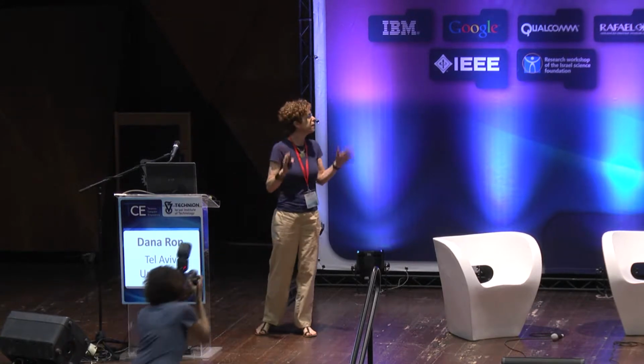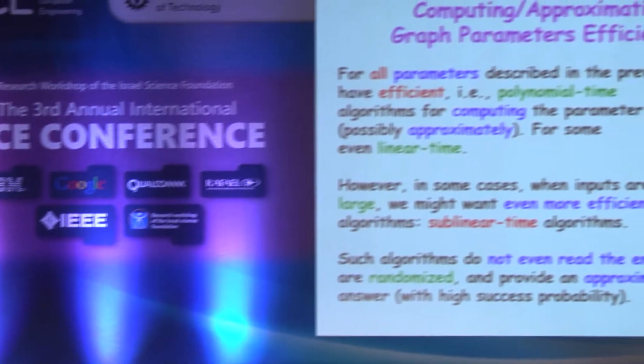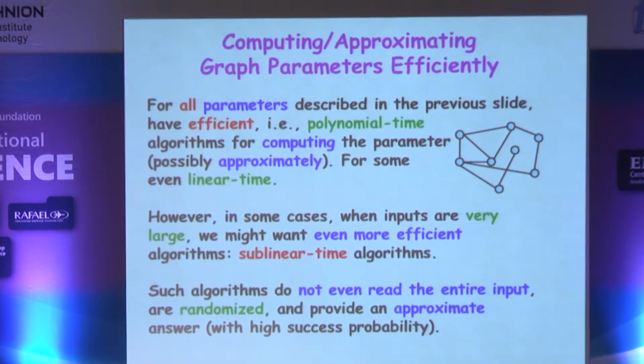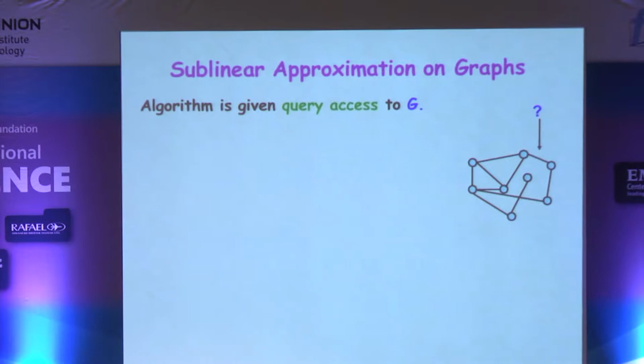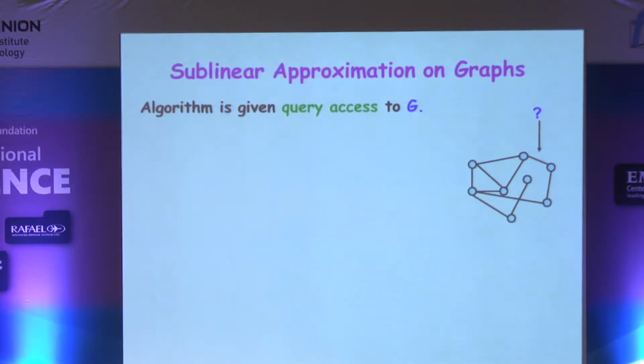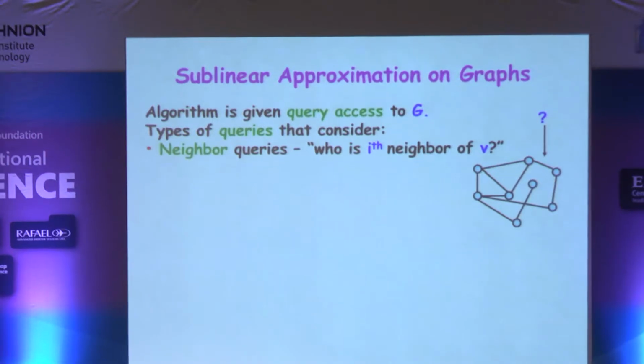These algorithms do not read the entire input. It's not that you get a graph, you work on it, and you output something. They are randomized, and they will provide an approximate answer with high success probability. Let's be a little more precise. The algorithm is given query access to the graph. What kind of queries may I want to consider? One type of query is neighbor queries. You can go to a vertex and ask for its ith neighbor. There's no meaning in the order of the neighbors. So it can ask for the first, second in some order, or it can ask for a random neighbor.